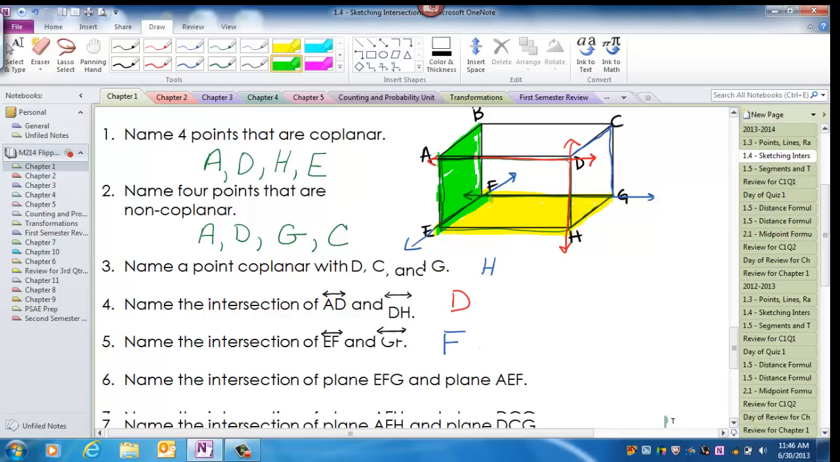Well, can you tell now where the plane that's highlighted in yellow and the plane that's highlighted in green, where did they meet? Where do they come together? Well, that is a line. Remember, two planes meet at a line. It's right here where the yellow meets the green, and that would be line EF.